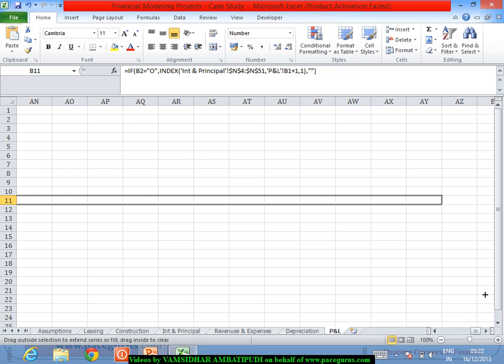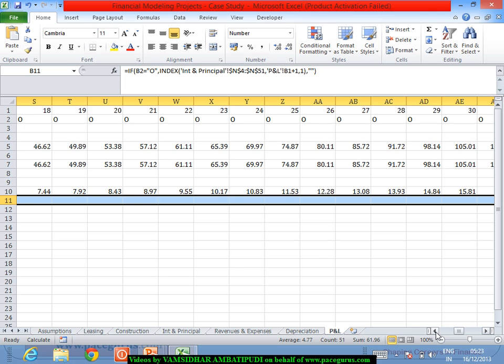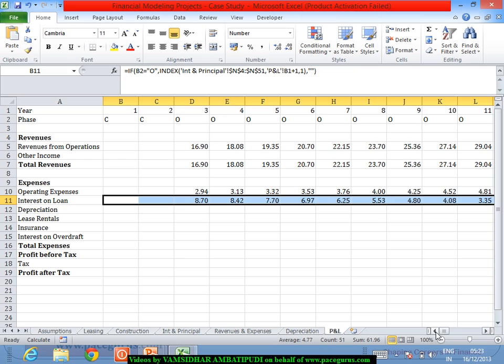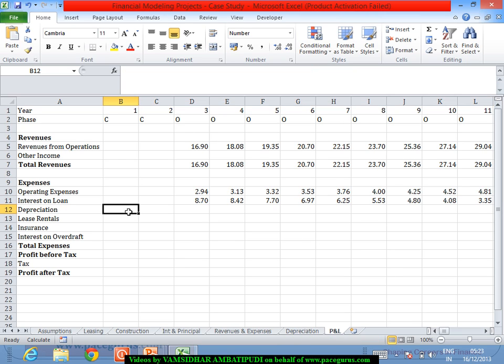I can drag it across till the last, and with the same logic, interest on the loan is getting applied only up till the 15th year. So these are the interests on the loans for each of the years, right from the third year onwards. The interest is applicable, so this is the interest on the loans, and it is getting decreased year over year. Very good. Then we are getting into the next aspect, modeling or computing the depreciation.